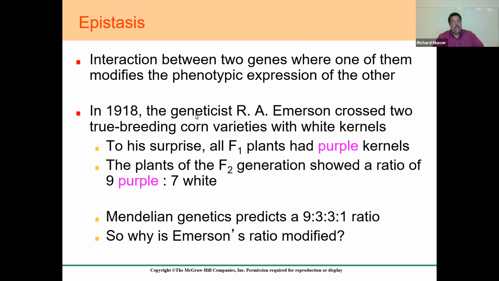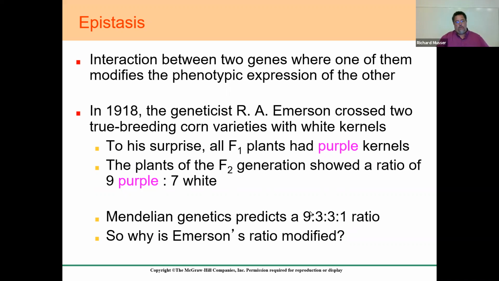This was discovered in 1918 by the geneticist Emerson, who crossed true-breeding corn varieties with white kernels. And to his surprise, they were all purple, which kind of looks like incomplete dominance, right? And then he crossed them and had another generation. All of a sudden, he sees a lot more whites, which doesn't make any sense to him, because it should have been a dominant-recessive kind of thing. So the traits don't fit the Mendelian expectation, like you would have seen with the pea plants, because the Mendelian prediction would have been a 9-3-3-1 ratio. And in this case, he saw a 9 purple to 7 white ratio. So it didn't fit the Mendelian.